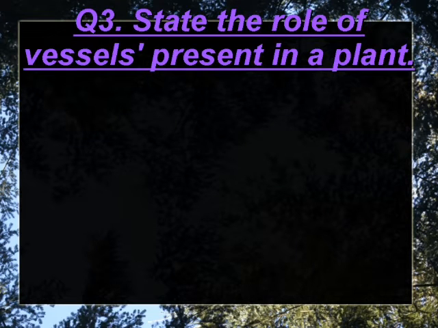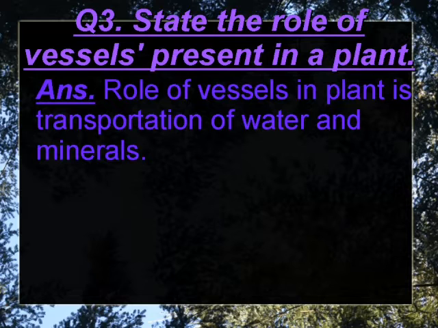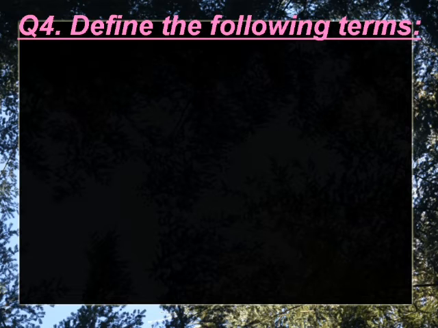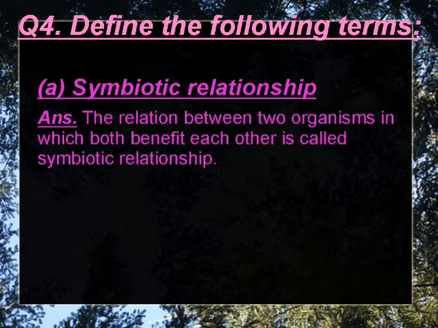State the role of vessels in plants. The role of vessels in plants is transportation of water and minerals. Define the following terms. Our first term is symbiotic relationship. The relation between two organisms in which both benefit each other is called symbiotic relationship.